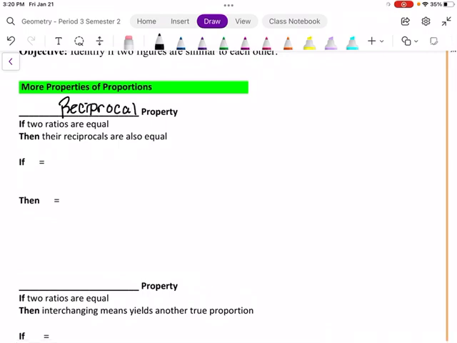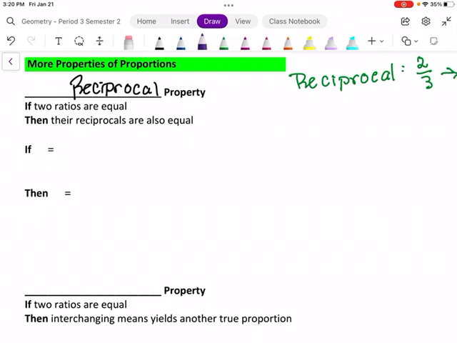If two ratios are equal, then their reciprocals are also equal. And if you don't know, a reciprocal of a fraction is that fraction flipped over. So if you had the fraction 2/3, the reciprocal of that is going to be 3/2. So we just flip the fraction over. What the reciprocal property tells us, if we have a fraction a over b that's equal to c over d, we can flip both of those fractions over and they're still going to be equal to each other. So we could say that b over a is equal to d over c.